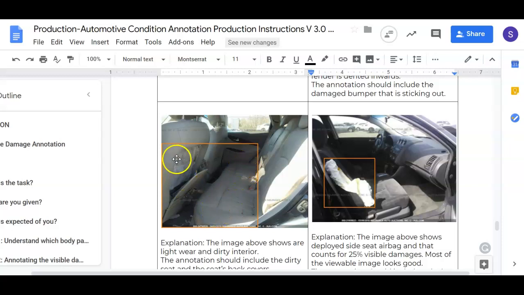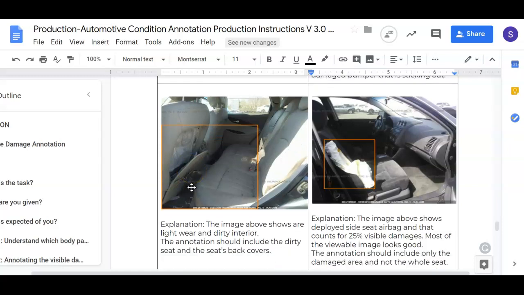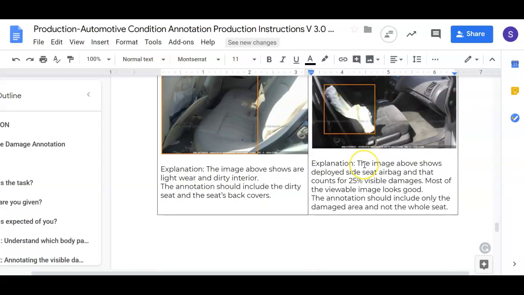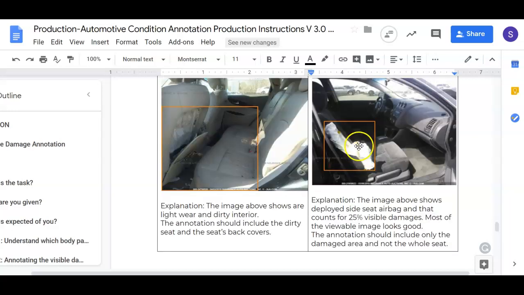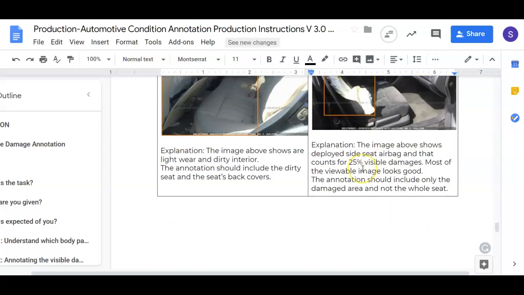Now here there are more examples. Dirty seat, okay. Also there's something that is detached here, okay. It's detached, doesn't look like a tear, just detached, still, okay, slight dings. Here obviously the airbag has been deployed, everything else is fine. Airbag deployment will cause a huge tear, so we are treating it as 25% visible damage, okay. All right. So airbag deployment will be considered as 25% damage, because that is already considered into being basically heavy damage. Obviously, the damaged area only needs to be annotated.